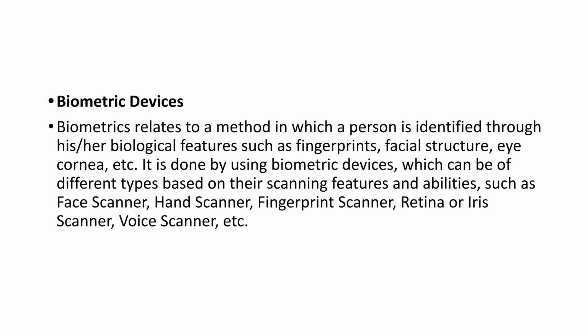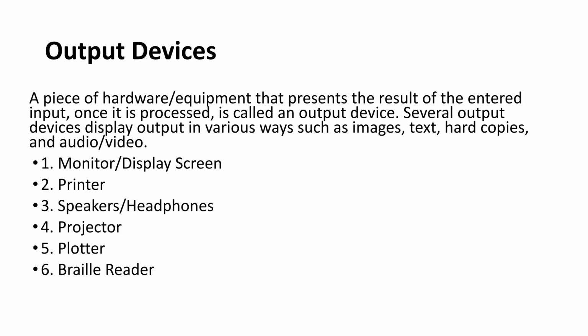Output devices are hardware that present the processed result of the entered input. This includes images, text, hard copies, and audio/video. This slide lists several types of output devices: monitor, printer, speakers/headphones, projector, plotter, and braille reader. The monitor, or visual display unit, is the primary output device.